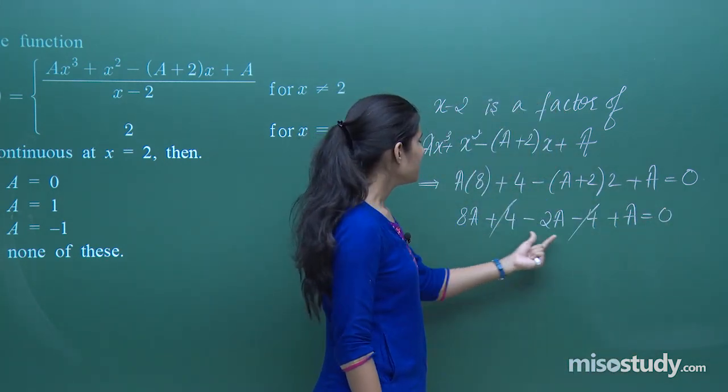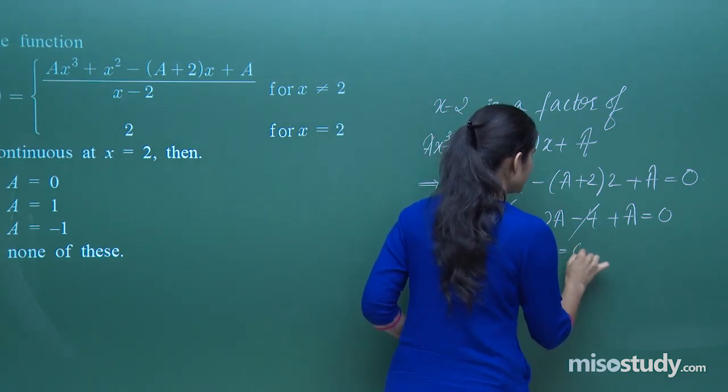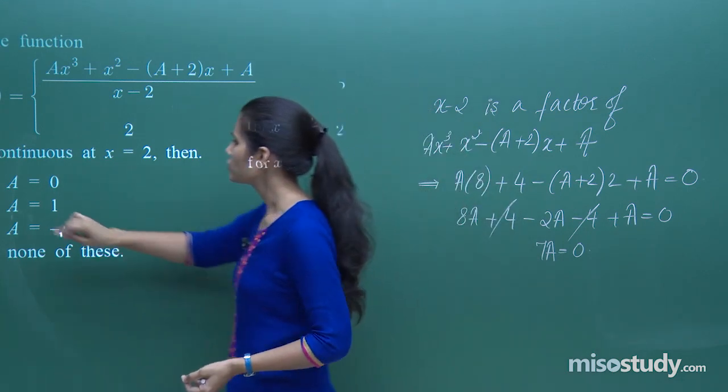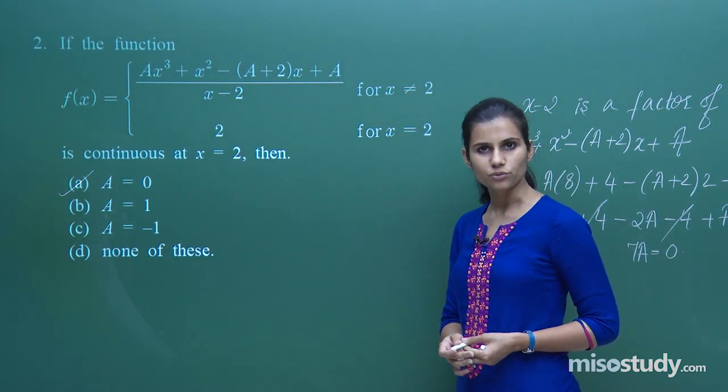You are left with 8a minus 2a, that is 6a, 6a plus a, that is 7a is 0, or I can say a has to be 0 for this function to be continuous at x equals 2.